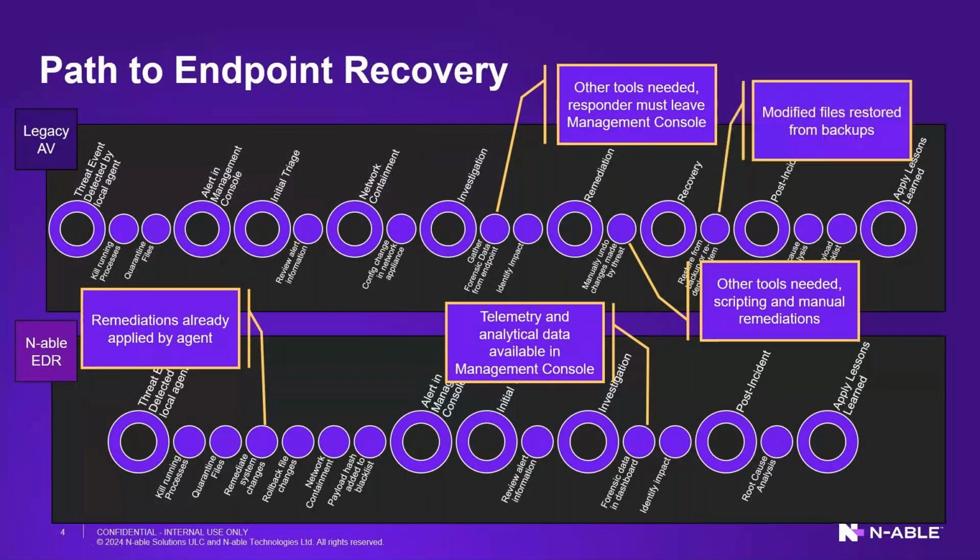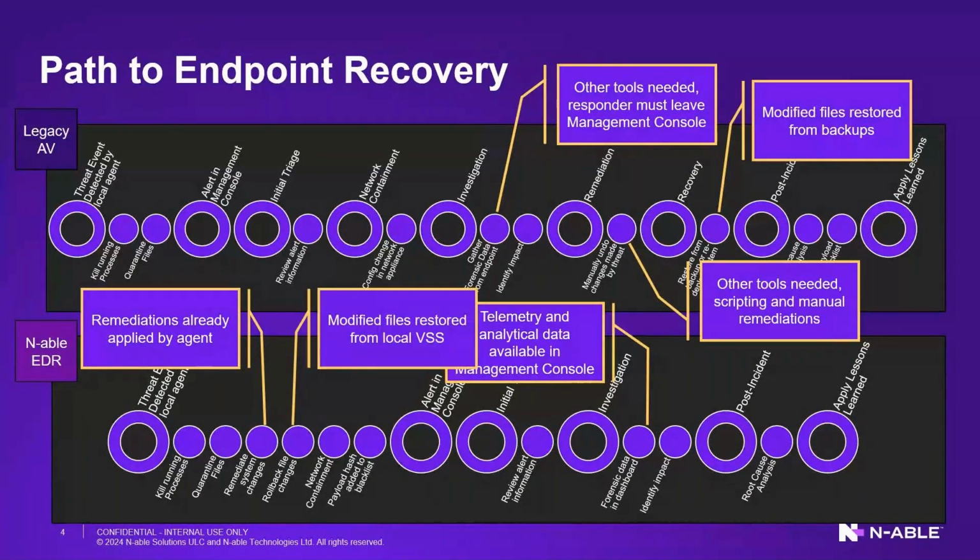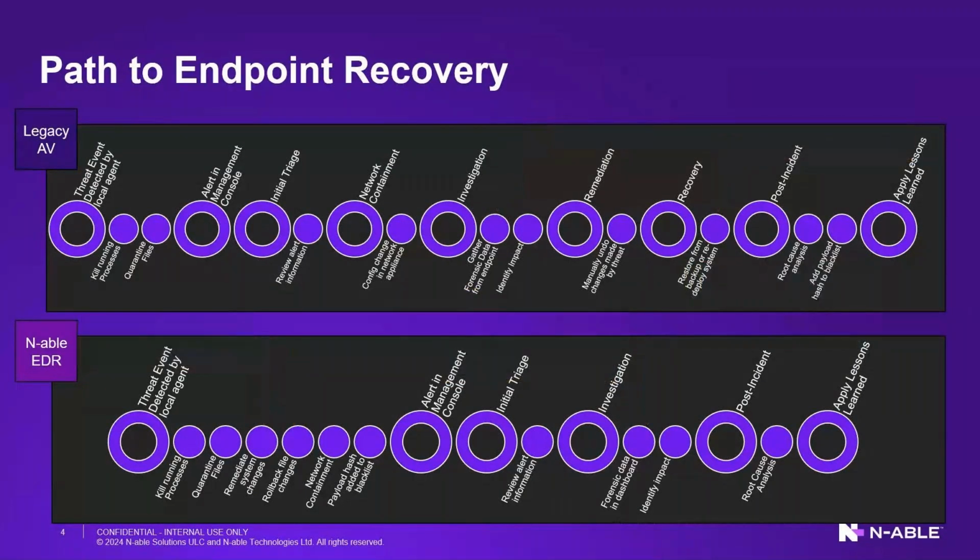Then if files are modified during an event on our legacy AV, you would have to pull those files that may have been modified during a threat event from backups. Whereas with an EDR solution that has the capability built into it, those files can be restored automatically from local VSS snapshots that are protected. This is a significant difference in the amount of labor required to deal with a situation. But there's also a qualitative difference between these two paths.